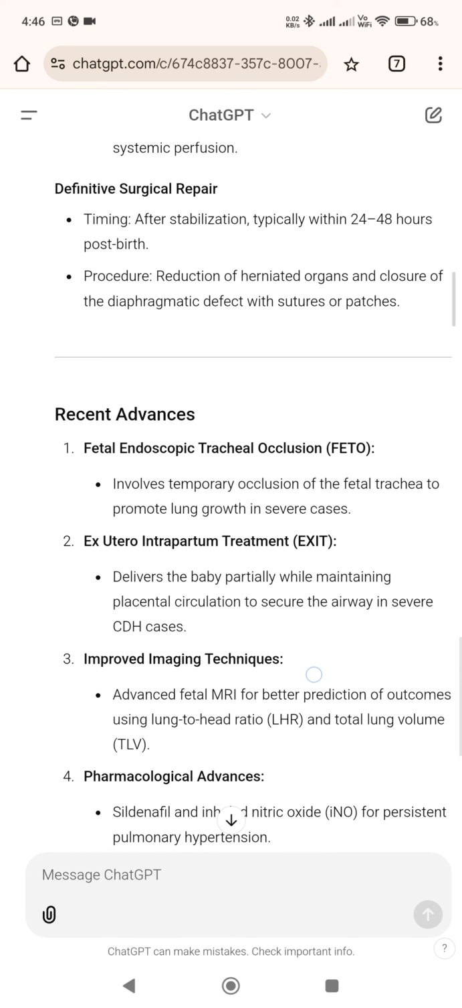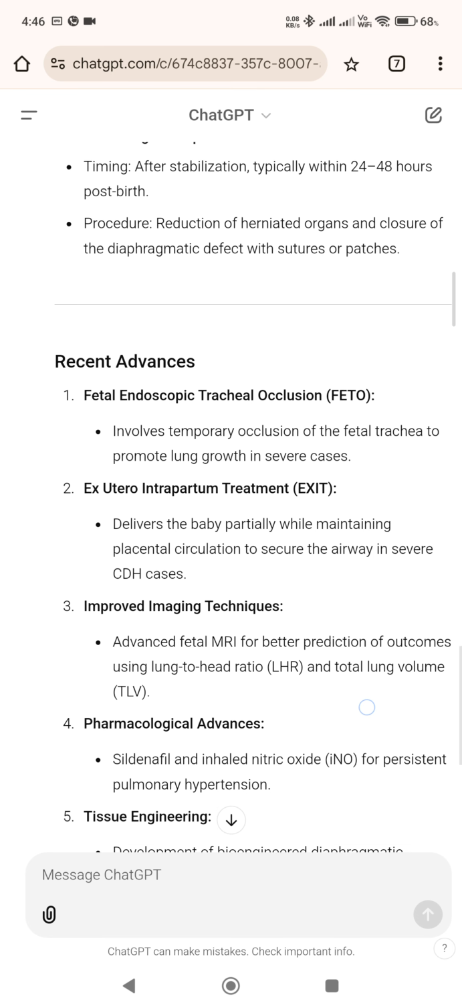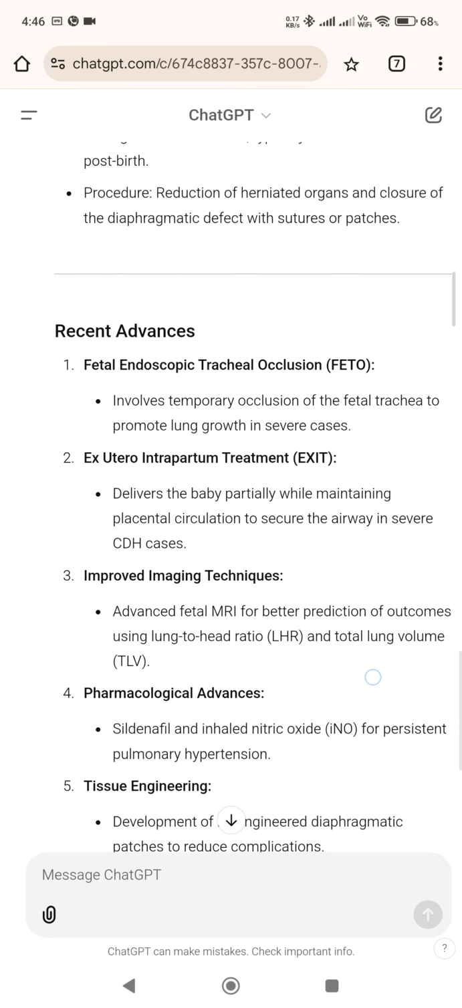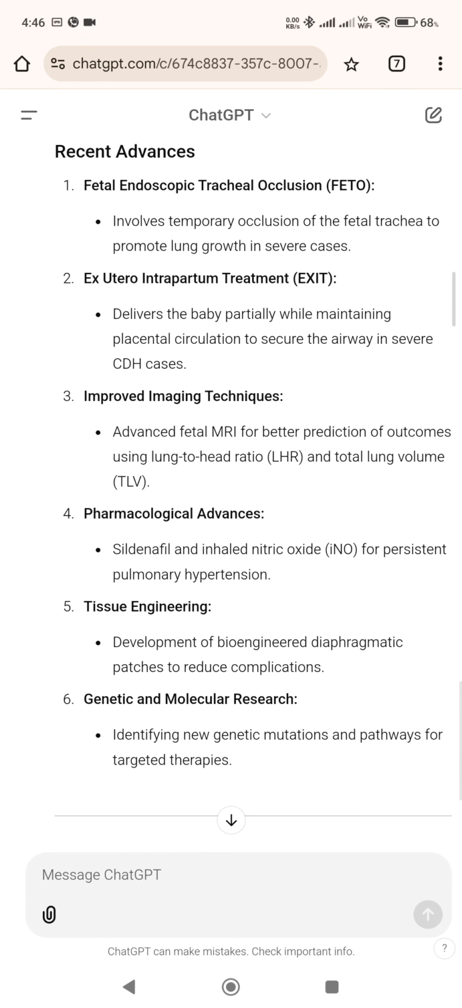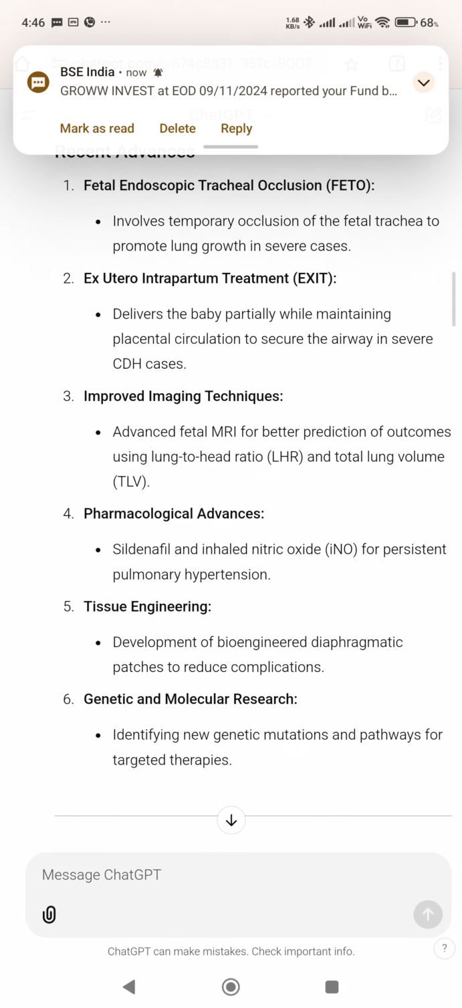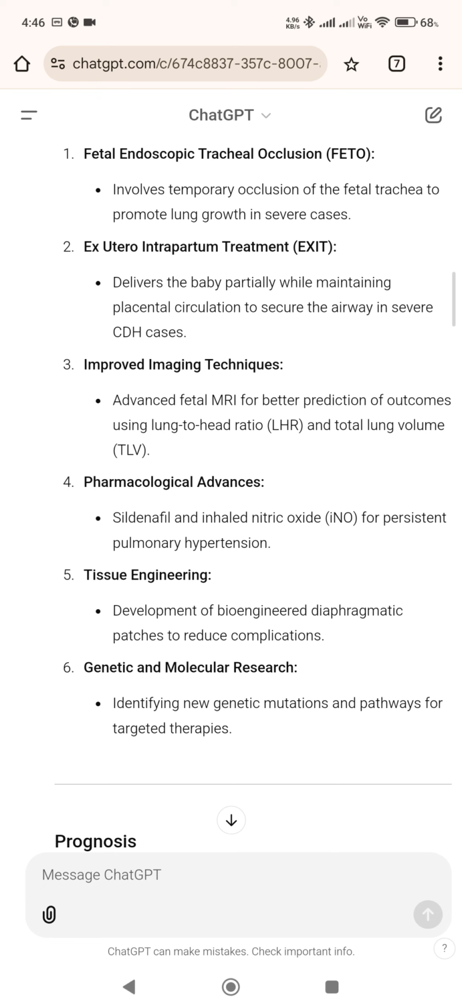Recent advances. 1. Fetal endoscopic tracheal occlusion, FETO, involves temporary occlusion of the fetal trachea to promote lung growth in severe cases. 2. Ex utero intrapartum treatment, EXIT, delivers the baby partially while maintaining placental circulation to secure the airway in severe CDH cases. 3. Improved imaging techniques, advanced fetal MRI for better prediction of outcomes using lung-to-head ratio, LHR, and total lung volume, TLV.